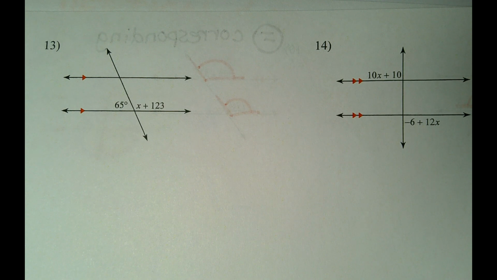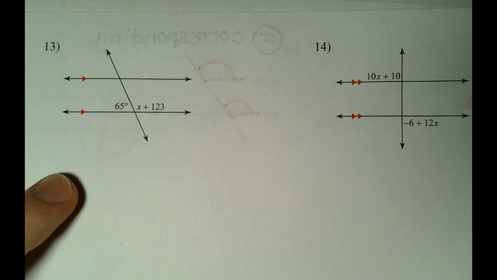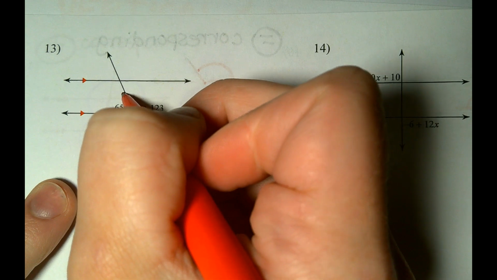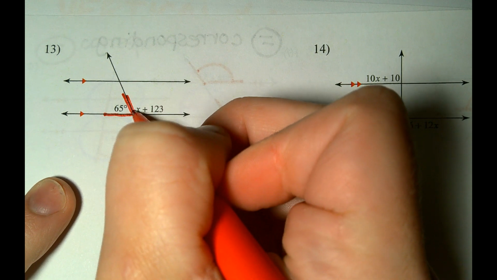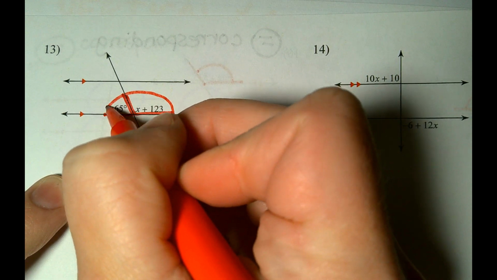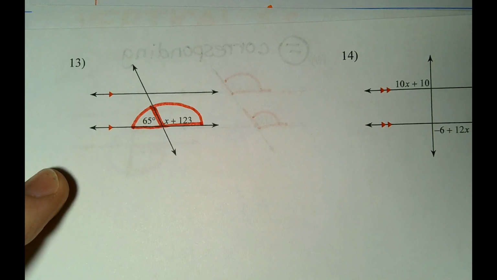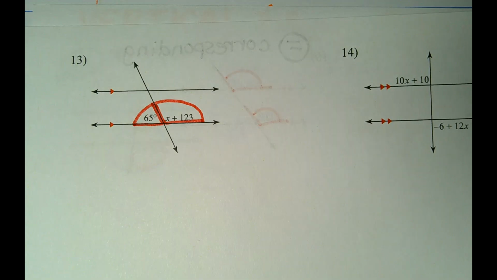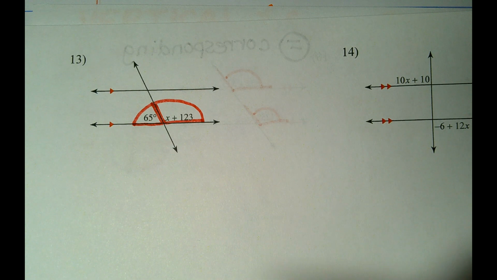Are they equal or will I add them up? Add them up. Why? Because they're side by side. They form a straight line, that half circle shape that we see. So we're going to add these to 180 degrees.